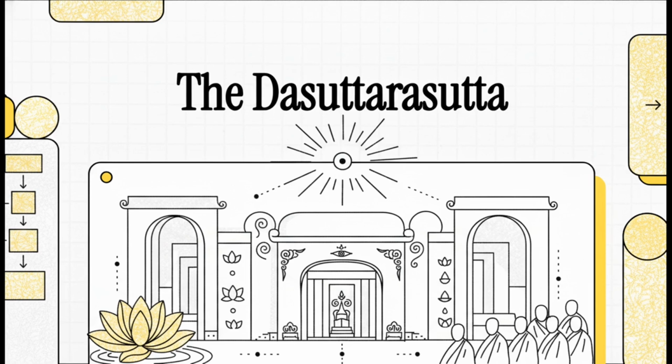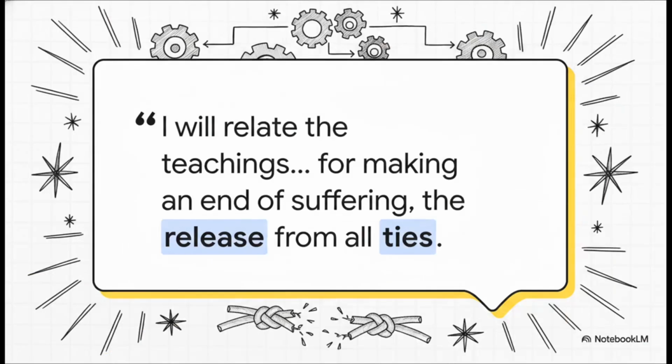We're going to unpack this incredibly ancient text, which was ingeniously designed as this sort of massive memory palace for the human mind, literally mapping out the entire path to enlightenment using nothing but numbers. Right off the bat, Sariputta tells us exactly what this is all about. He says, "I will relate the teachings for making an end of suffering, the release from all ties."